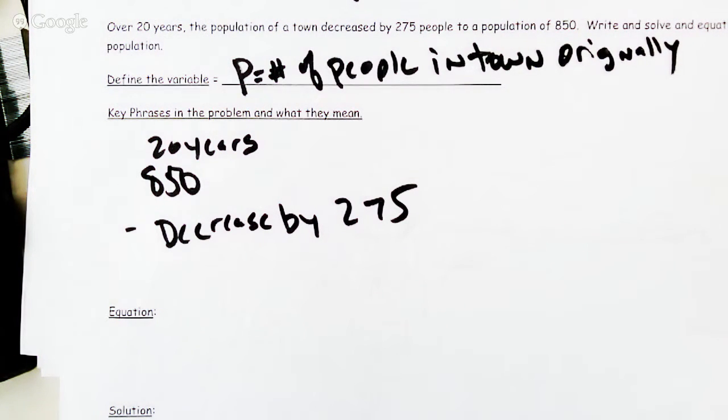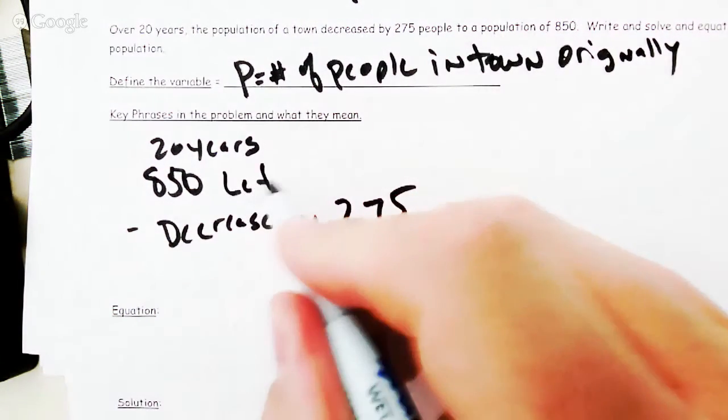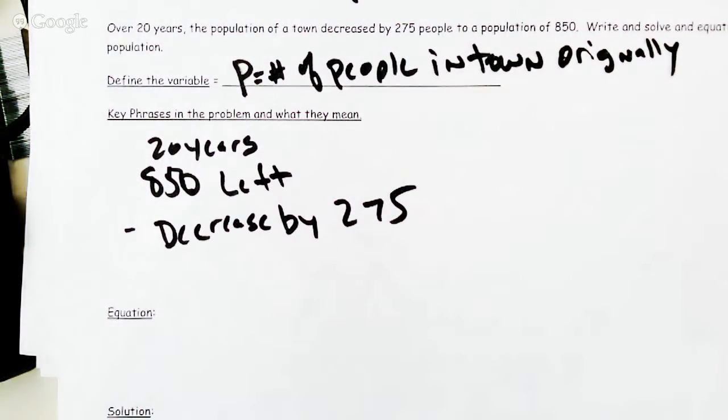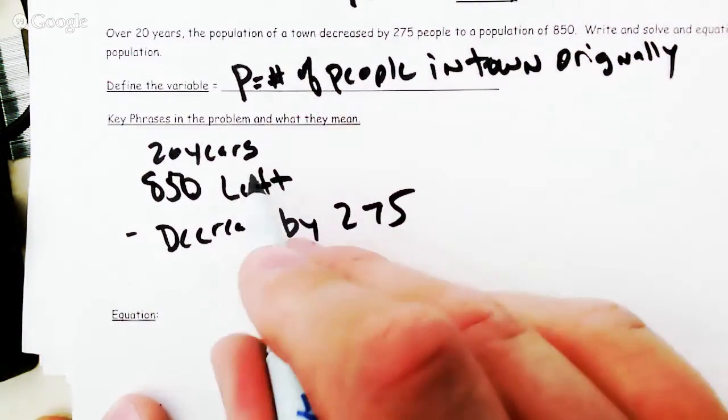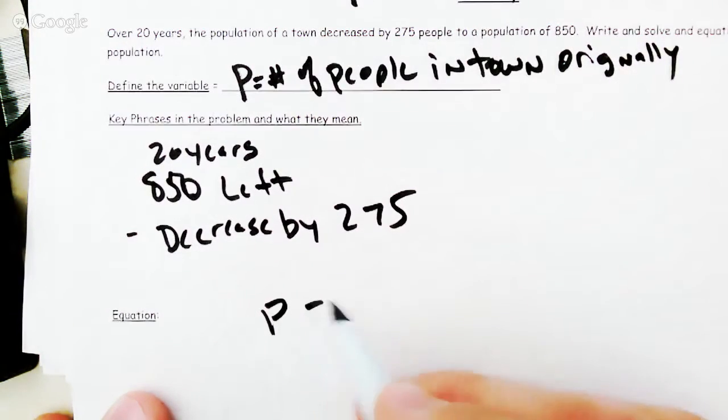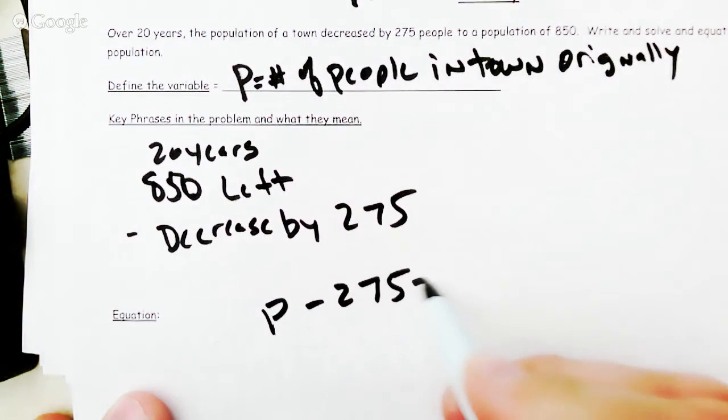850, I want to put something after that. Is that how many people originally or how many people that were left? Left. It's a decrease by 275, yes, sir. So we have our variable. It is decreased by 275, and we have 850 left over. So P minus 275 is equal to 850.